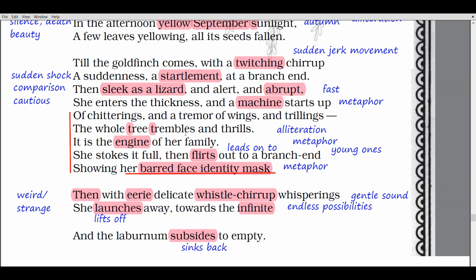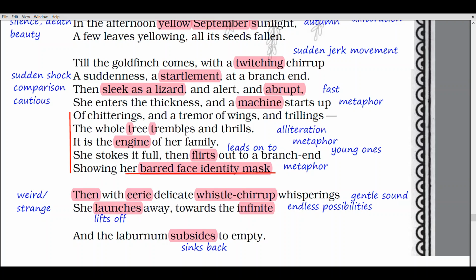So when the goldfinch bird comes and sits on the tree, it suddenly becomes alive, and it shows the sign of life. And why does the goldfinch bird come to the tree? Because this is her home, this is her shelter, this is where her young ones are. So she is coming to meet them. And when she enters into the thick part of the branch, the young ones are making such a noise, it seems like a machine is running. And because of this machine, the whole tree becomes alive. It is the engine of her family.